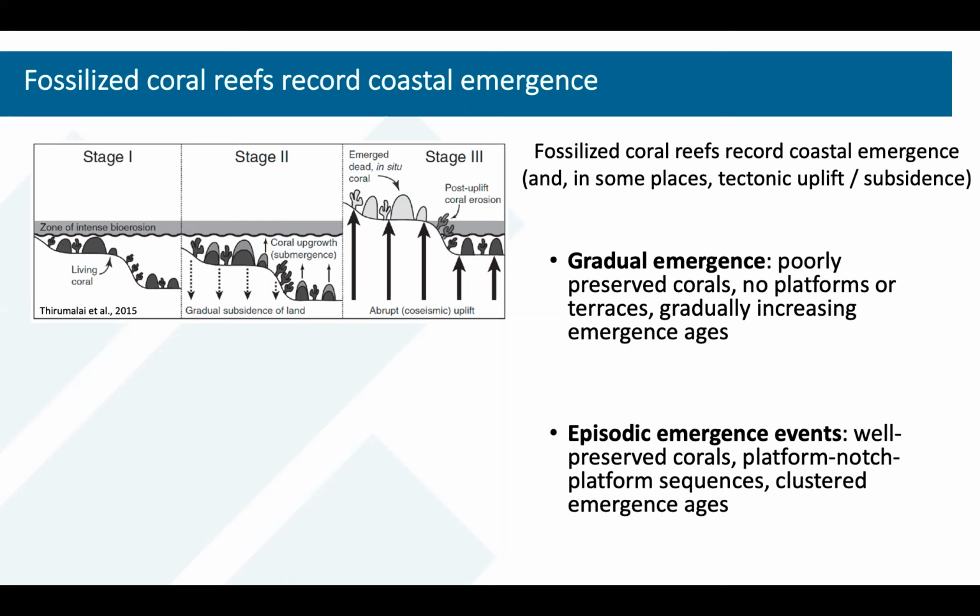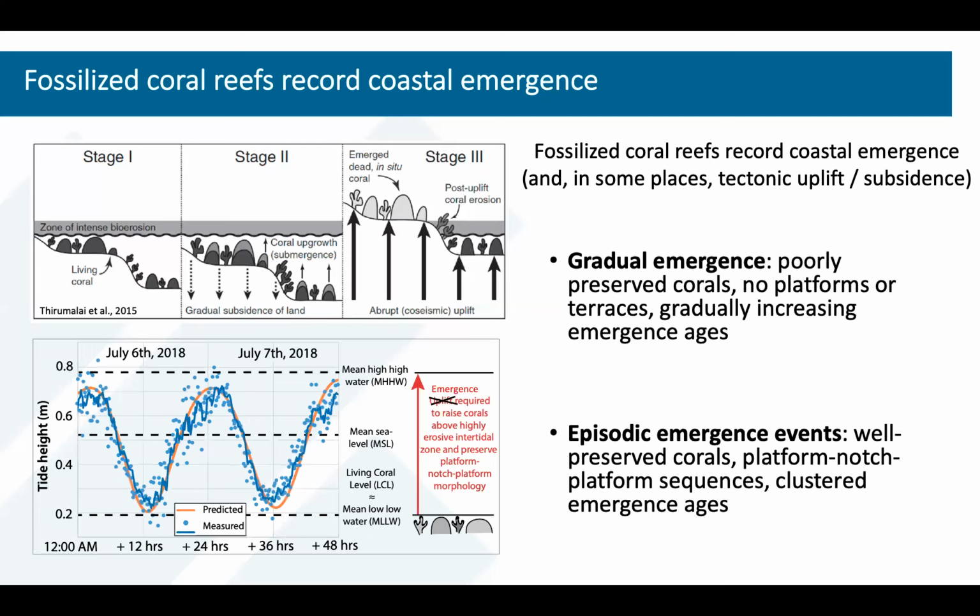However, if we have episodic emergence events, then, as is shown in this diagram from Cal Stubbs' paper in the Solomons, if you have really sudden emergence of up to a meter at a time, some of these corals can emerge above the intertidal zone without ever spending much time there. And so they're not subject to the same intense bioerosion that they would be if they emerged really gradually. So when we see these really well-preserved emerged fossilized corals, we can start to think it might reflect episodic and rapid emergence rather than gradual emergence.